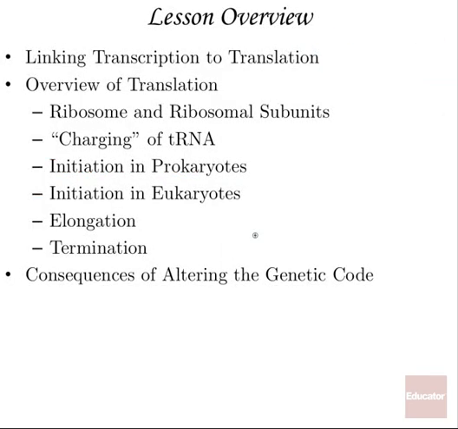So as an overview, first thing we need to talk about is how we can link transcription to translation. After that, we will just give an overview of translation and go into it all the way through. So first we'll talk about ribosomes and their ribosomal subunits, and then we'll go through each part of translation, starting with the charging of tRNA, all the way through to initiation, elongation, and termination of translation. And finally, we'll briefly talk about the consequences of altering the genetic code.